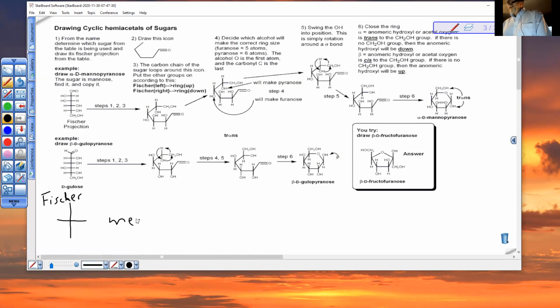Whenever you see that, there's a carbon there. And we have wedges on the horizontal. Don't invent your own Fischer system. And we have dashes on the vertical. And this is very easy to remember.